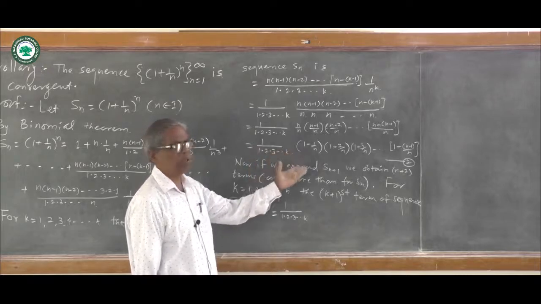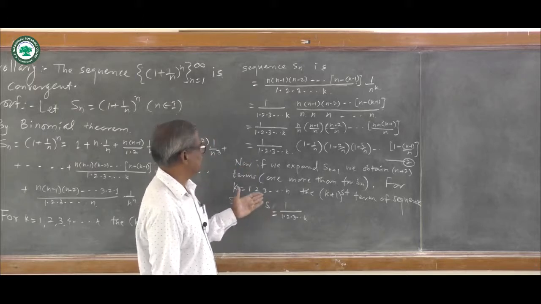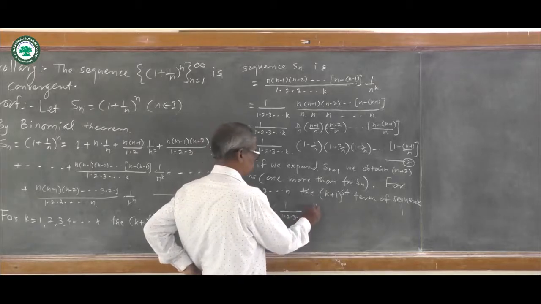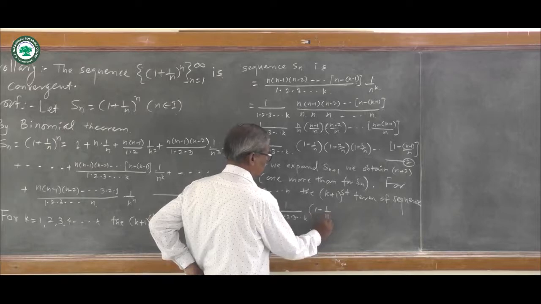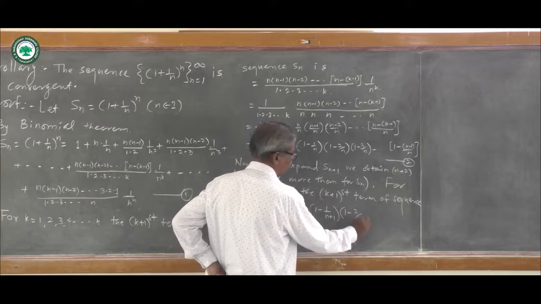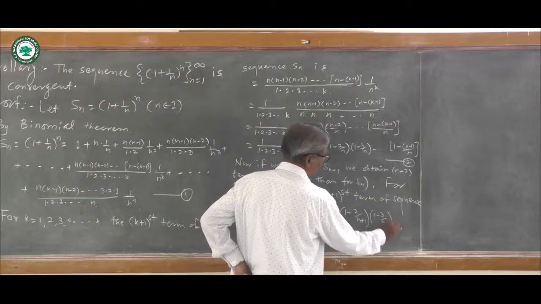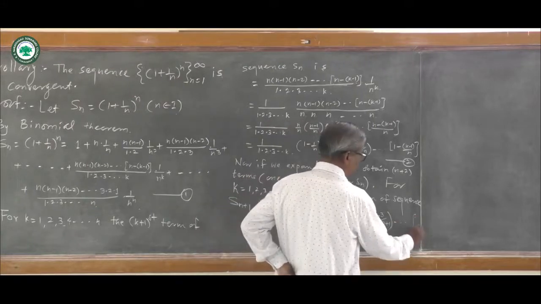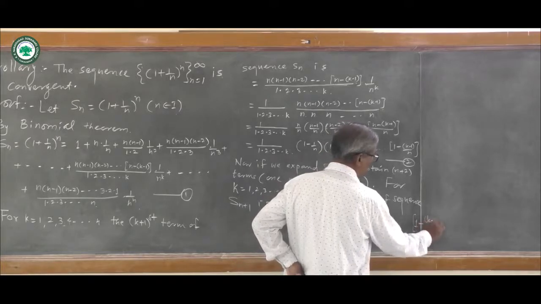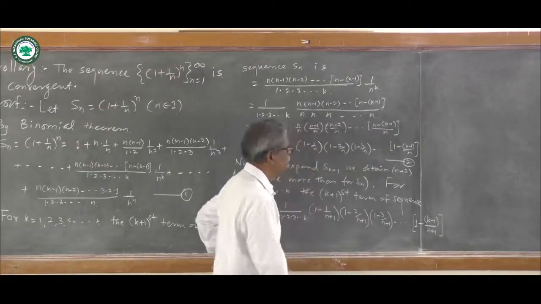Replace n by n plus 1, we obtain the k plus first term of the sequence Sn plus 1, and it is equal to 1 minus 1 upon n plus 1 into 1 minus 2 upon n plus 1 into 1 minus 3 upon n plus 1 and so on. Last term is 1 minus (k minus 1) upon n plus 1, k plus 1. This is relation 3.